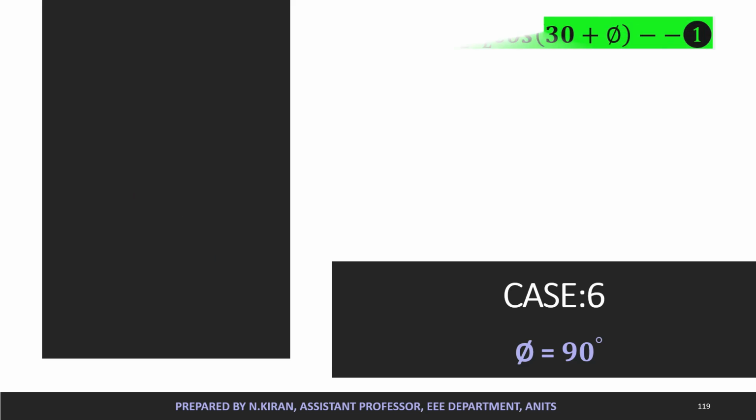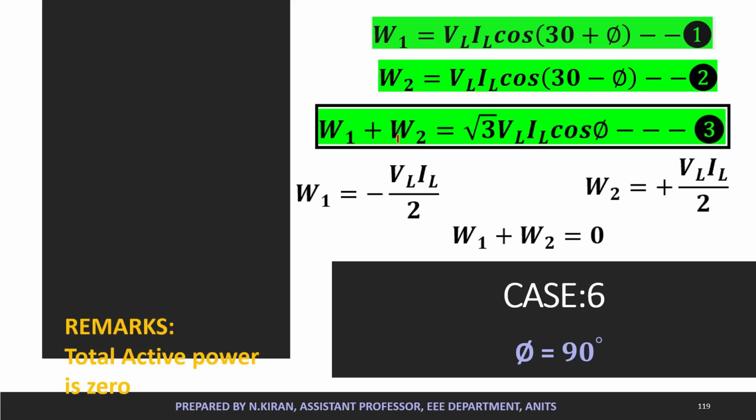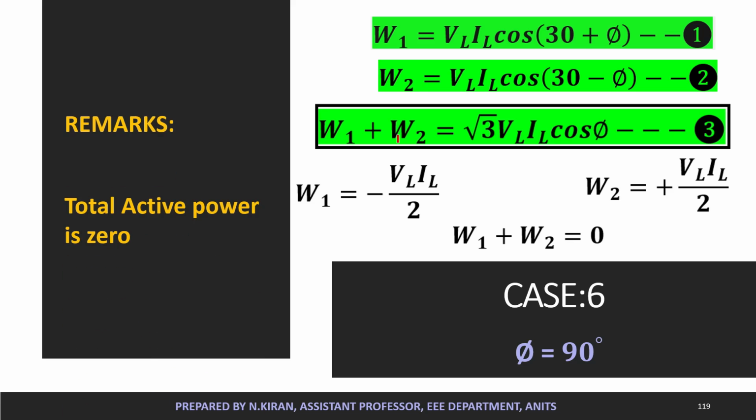In the last case, if the angle is 90 degrees, the first wattmeter will show negative value, the second wattmeter will show positive value, but these two values will be equal in magnitude and only differ in sign. Therefore, if I add those two readings, it will become 0. Hence, I can conclude that the total active power is 0 when the angle is 90 degrees.